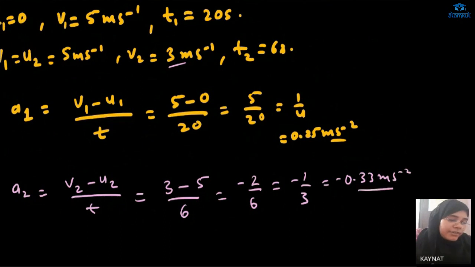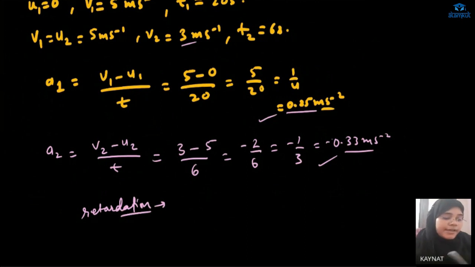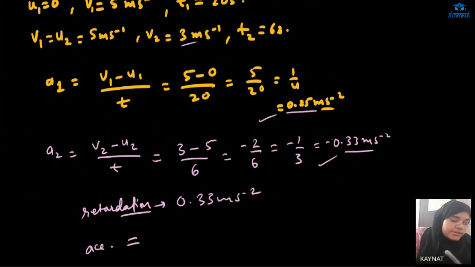So these two will be the final answers: this for case 1, and this for case 2. It will be negative acceleration or retardation. One thing let me tell you: if you are saying retardation, then never write the value in negative. Only write 0.33 meter per second square. But if you are writing acceleration, then you will write minus 0.33 meter per second square.